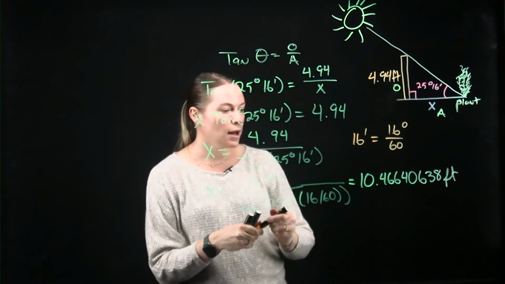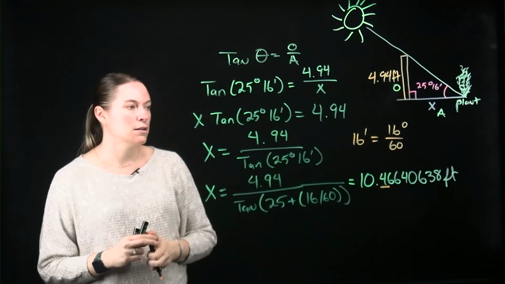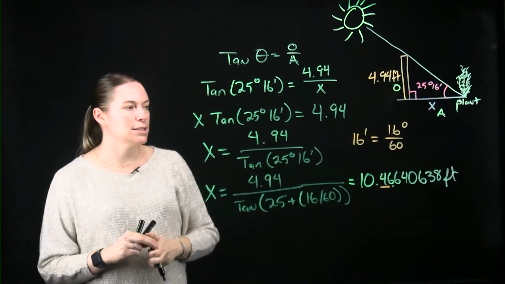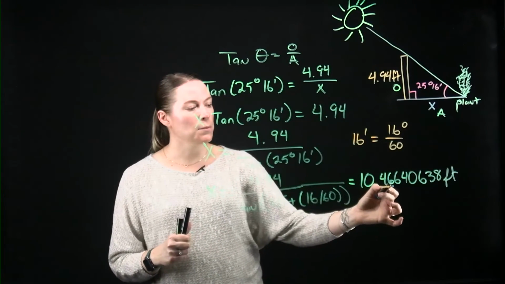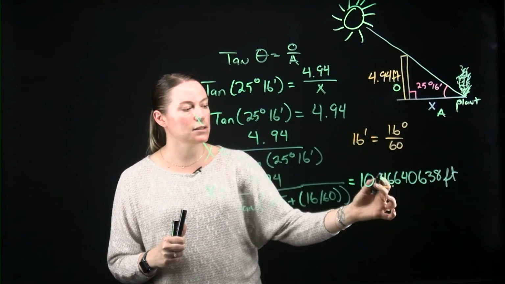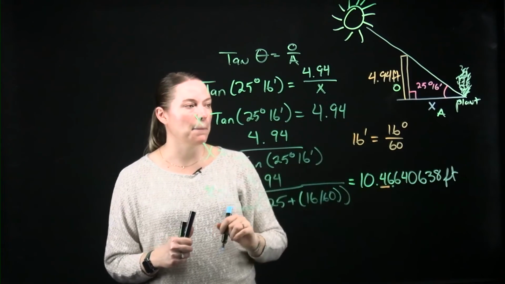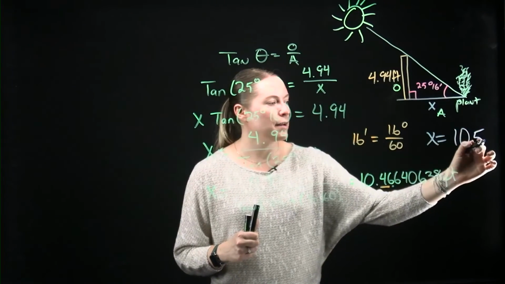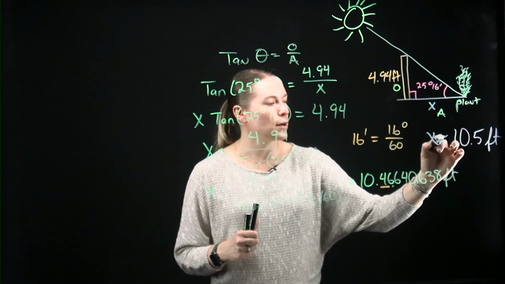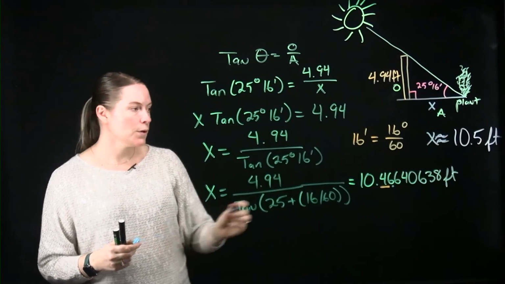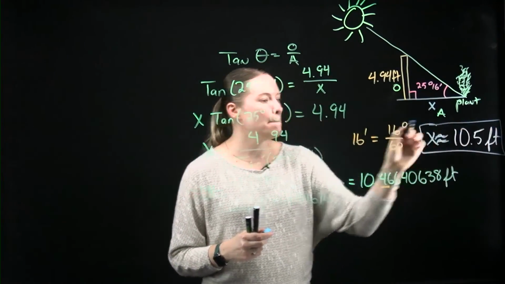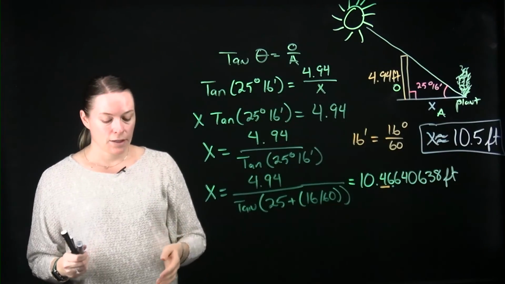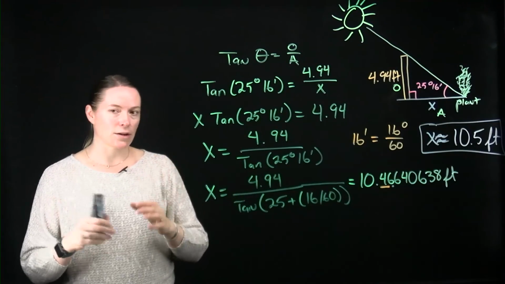So I want to round to this decimal place. In order to do that, I need to look right next door to it where the 6 is. This 6 will tell me whether I'm going to round up or down. Since this is a value of 5 or greater, I'm going to round up. So x is approximately equal to 10.5 feet. And you can make these approximations. In this case, we know that the minimum distance this plant can be away from the wall in winter is approximately 10.5 feet.